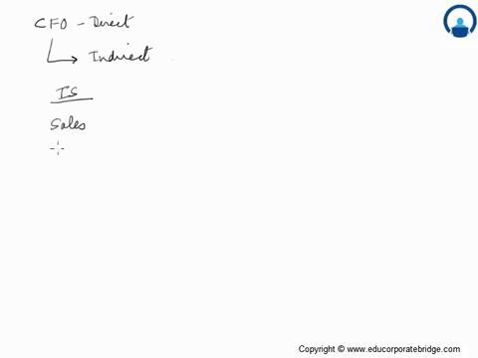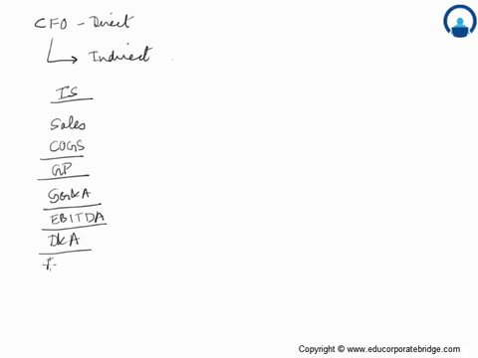It starts with sales. We have the cost of goods sold. What we get is gross profit, and then SG&A expense, selling, general and administrative expenses. So we have EBITDA here, earnings before interest, taxes, depreciation and amortization. Then we have depreciation and amortization as an expense. We get EBIT, and finally interest. We reduce interest, we get EBT, and then taxes are reduced to find the net income.